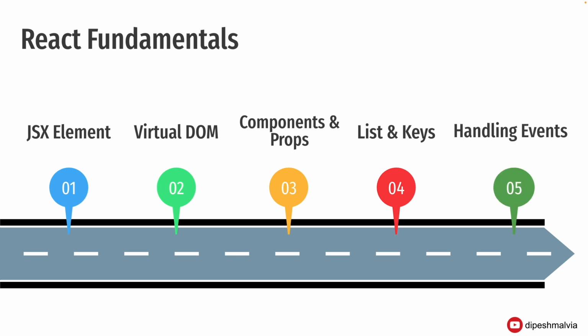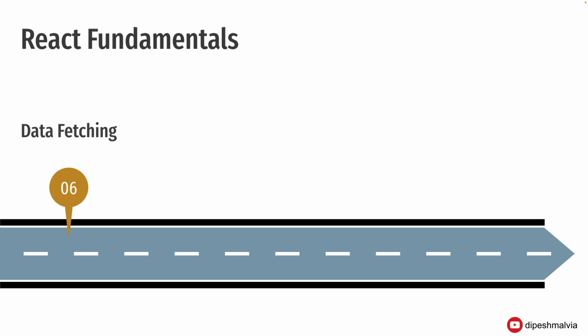Next is the handling events. We should also understand how to build user interactivity, like handling the click event, keyboard on change of an input element, and how to pass arguments to the event handlers. Next is the data fetching. So every project has to integrate with the APIs to fetch the data from the server. So you can use either the fetch API or you can use the very popular Axios library to make the API request for your application.